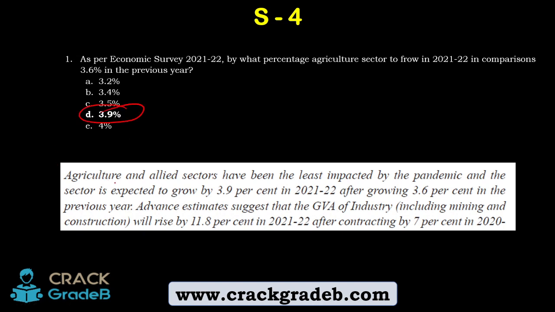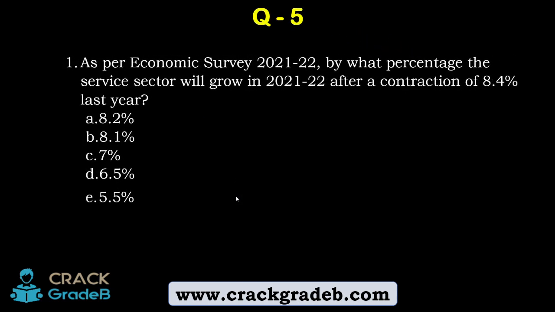3.9%. Agriculture and allied sector have been the least impacted by the pandemic, and the sector is expected to grow by 3.9% in 21-22 after growing 3.6% in the previous year. Advanced estimates suggest that the GVA of industry, including mining and construction, will rise by 11.8% in 21-22 after contracting by 7% in 2020-21. So it's 3.9%. Let's move forward with question number 5.